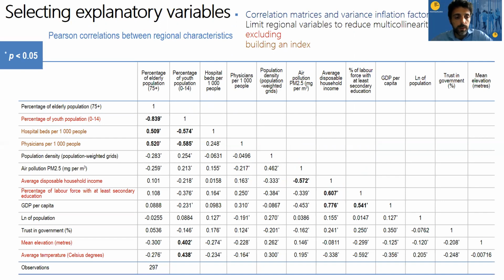You can see, for example, that in terms of health system capacity, we have hospital beds and physicians per 1,000 people. Given that they are highly correlated, we have built one single index on that, and we have excluded the indicators in red because they were linearly too correlated with other variables, and what we wanted to control for was already controlled with other indicators. For the rest, we kept all this information: income, population density, air pollution, demographic aspects, health system capacity, the characteristics of the labor force in terms of education, and so on.